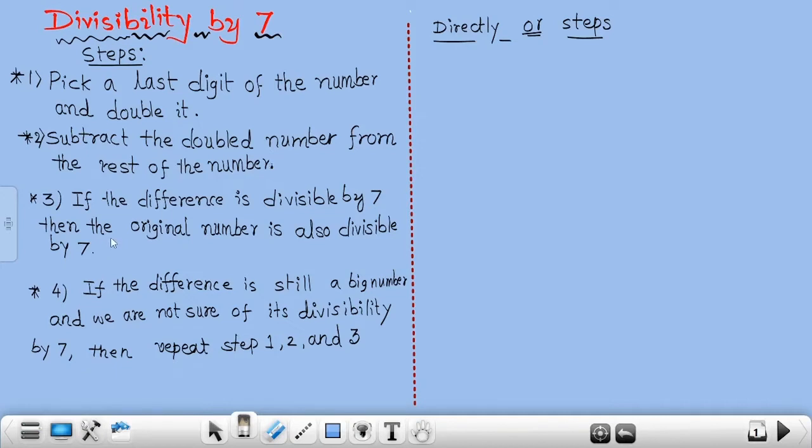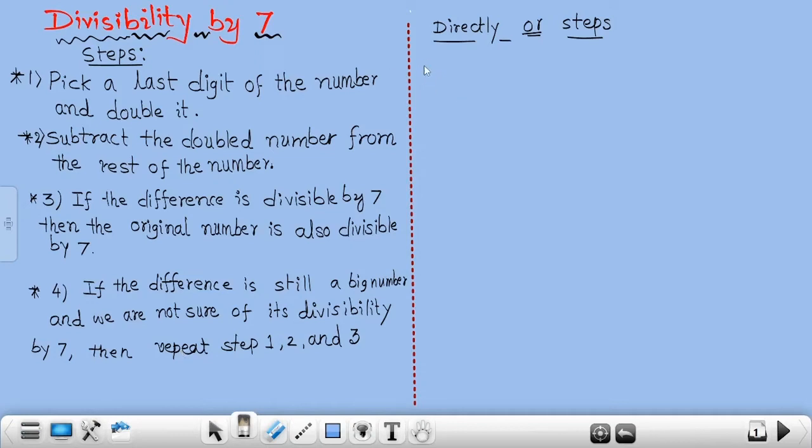You will get a difference after subtracting. If the difference is divisible by 7, then the original or given number is also divisible by 7. If the difference is still a big number and we are not sure of its divisibility by 7, then we have to repeat steps 1, 2 and 3. We will see an example.